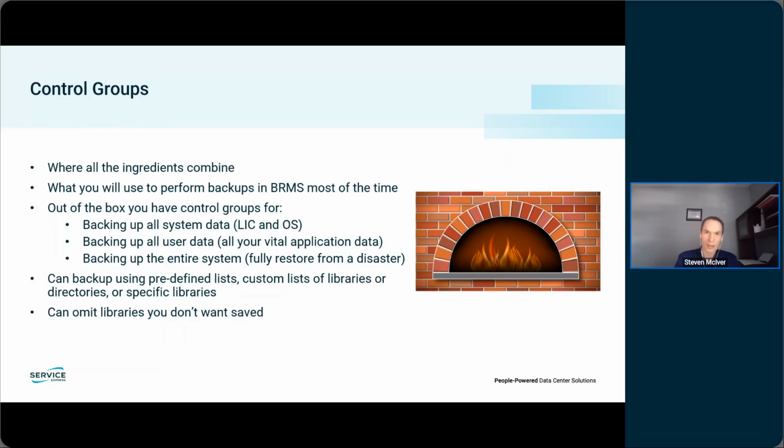It's nice that if you make a list in BRMS, then you can specify that list in multiple control groups. Lists are also my recommended way for adding omits. I have an item here that you can add omits from the control group screen to omit things you don't want saved. But sometimes the best way to add an omit is through a list. Just FYI on that one.